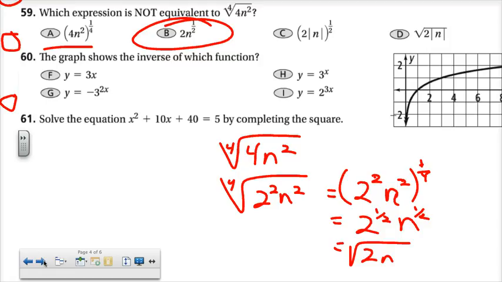60 says the graph shows the inverse of which function? So think in inverses right away, and how inverses have to be a reflection over the line y equals x.